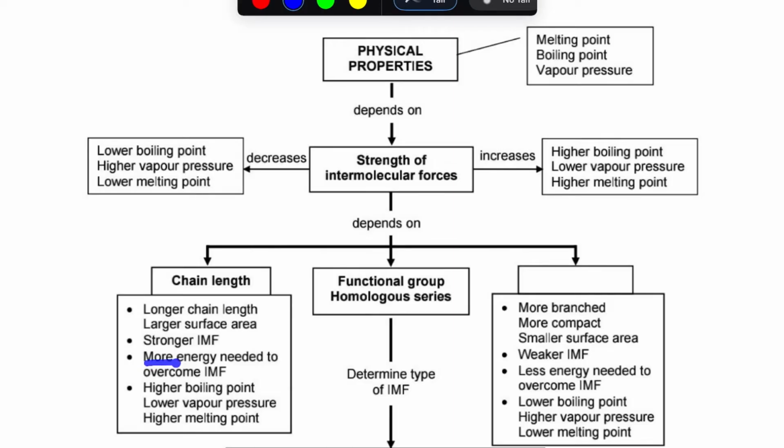And then more energy is needed. The stronger the intermolecular forces become, the more energy is needed to overcome the intermolecular force between the substance, and that means it has a higher boiling point, a lower vapor pressure, and a higher melting point. Remember, guys, when a substance has a stronger intermolecular force, it means it has a lower vapor pressure. Don't say it has a higher one, because it's a higher boiling point and higher melting point, but the vapor pressure is low for that.